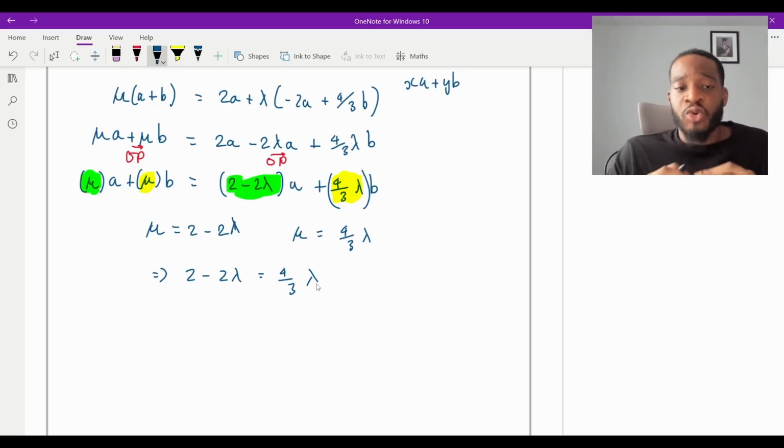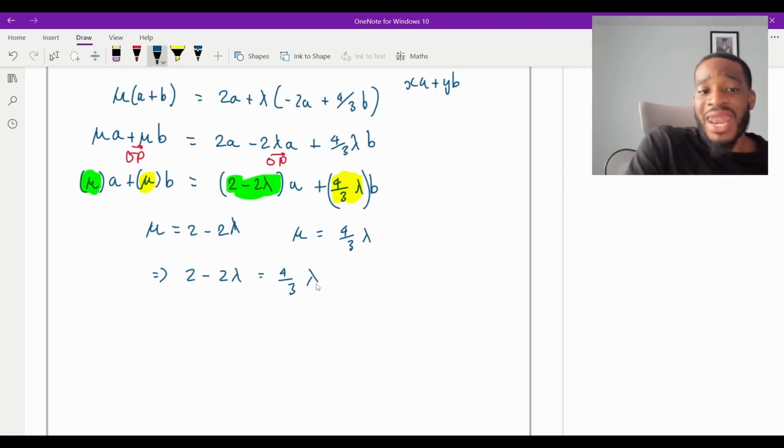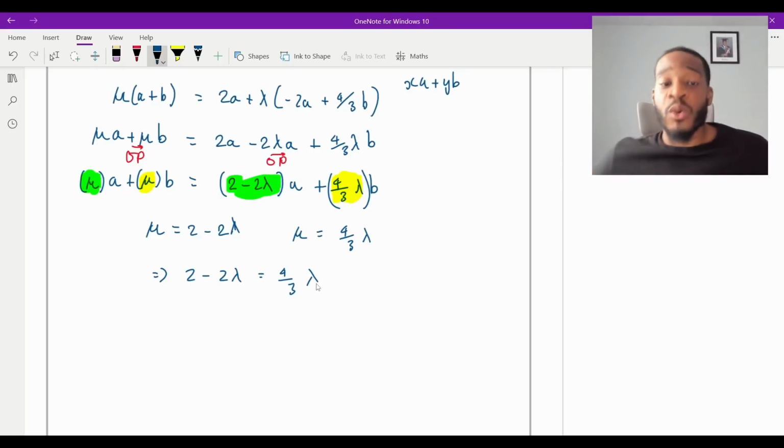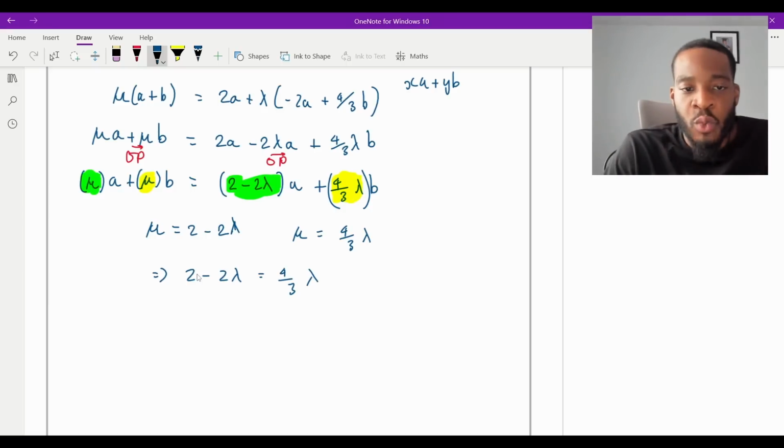And now what we can do is figure out what lambda is. Once we know what lambda is, we'll be able to figure out what mu is, and we're pretty much done. So what do I do from here? Well, I don't like this division of 3. I'm going to times all of the equation by 3 to get rid of any fractions.